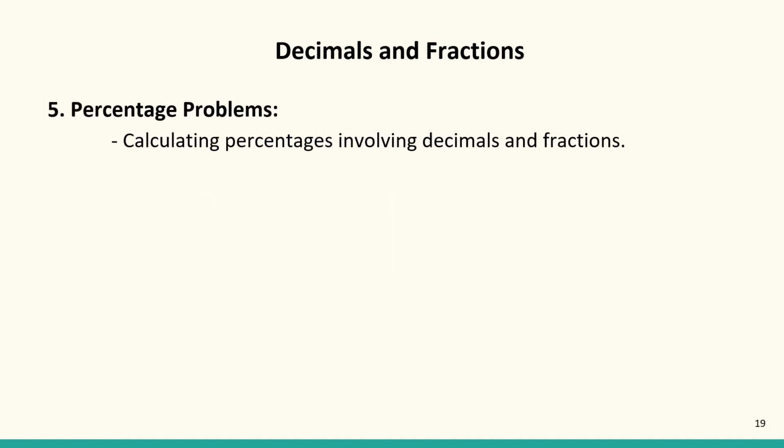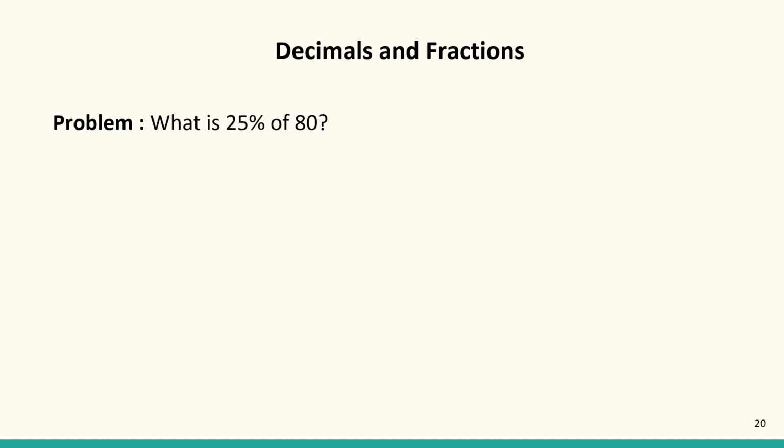So let's see the fifth kind, percentage problems. Okay, so the fifth kind is percentage problems. So calculating percentage involving decimals and fractions. Okay, so what is 25% of 80? Okay, let's see how we can find 25% of 80.